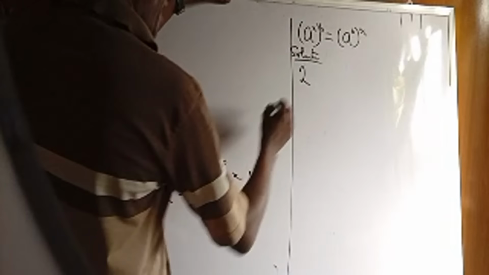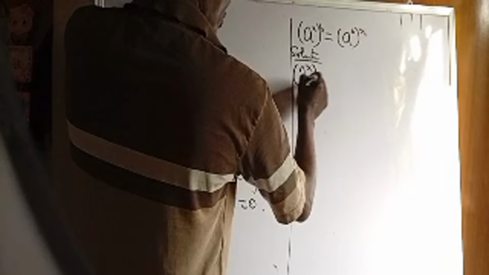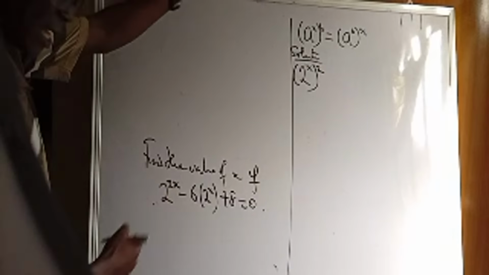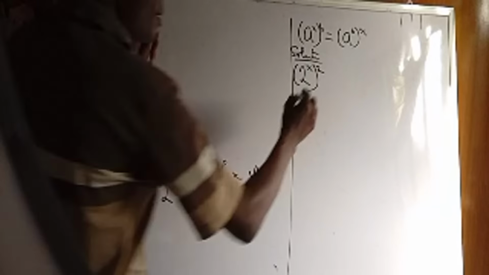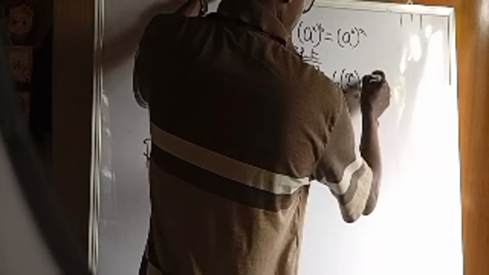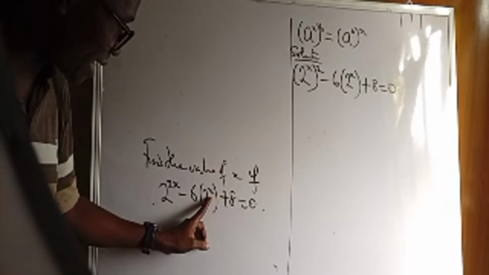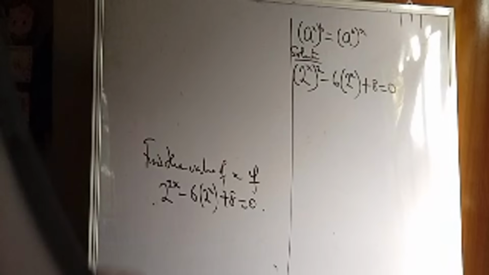2 raised power x raised power 2. We can interchange them, yes, because x times 2 is 2x. Minus 6 into 2 raised power x plus 8 is equals to 0. Why did we do this? Because we have something that has 2 raised power x. So I have to be able to factor out 2 raised power x. So 2 raised power x is now common.